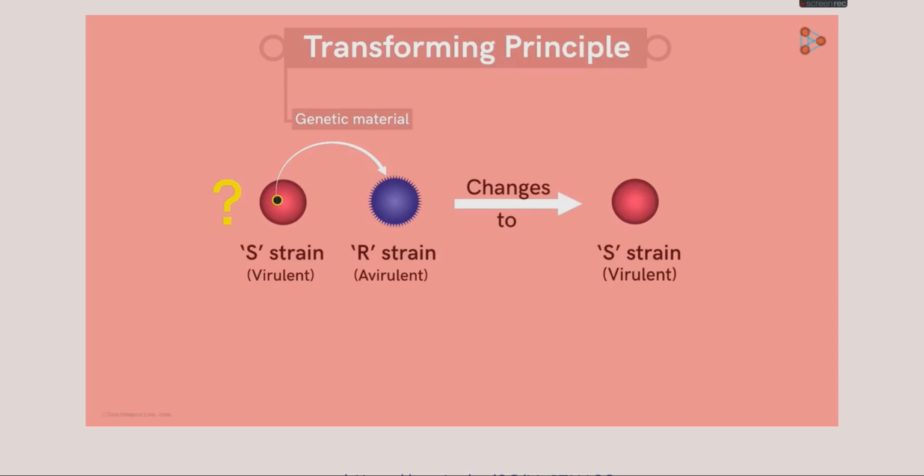Was this really the genetic material? Or was it something else? Let's find that out in the next part.